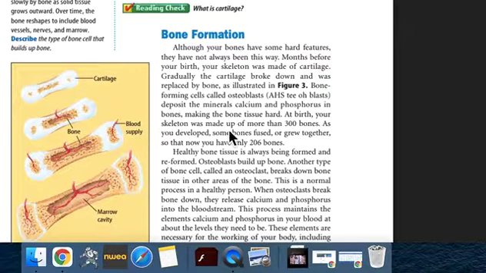At birth, your skeleton was made up of more than 300 bones. As you develop, some bones fuse and grow together, and now you only have about 206 bones.